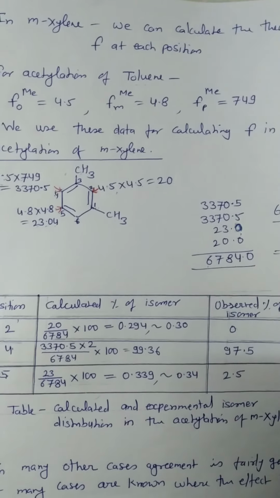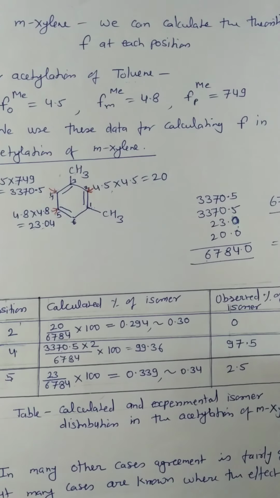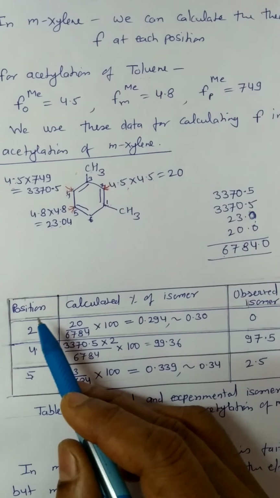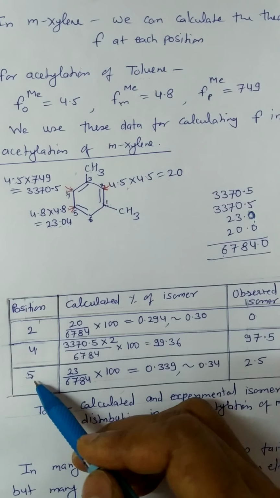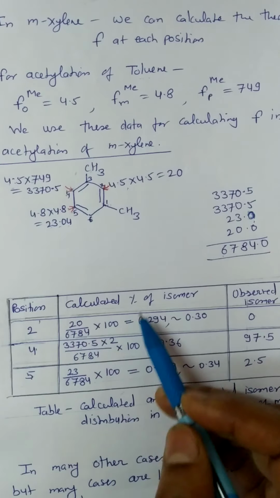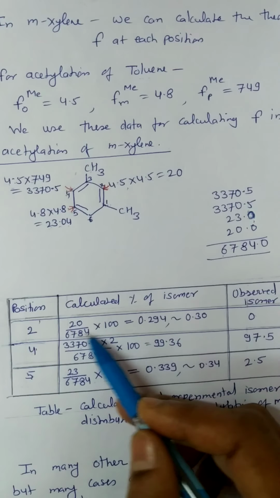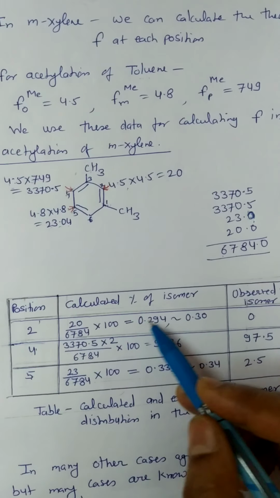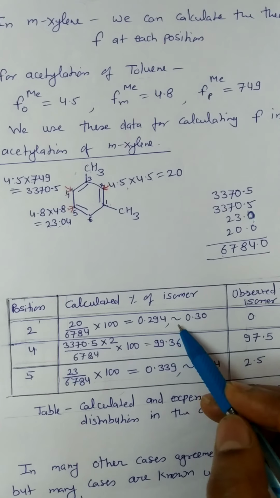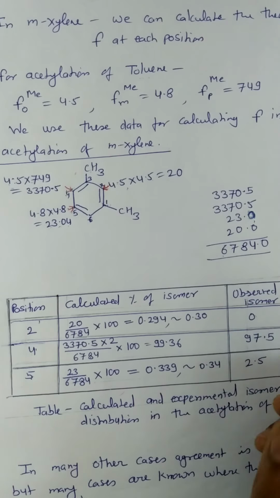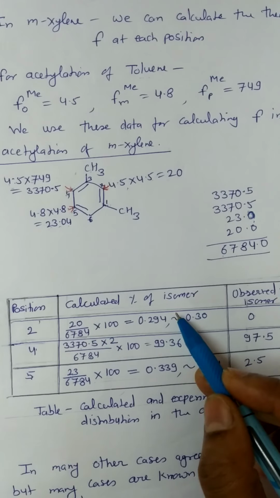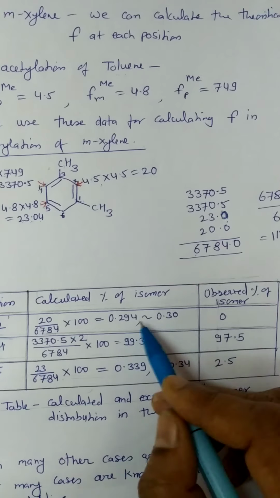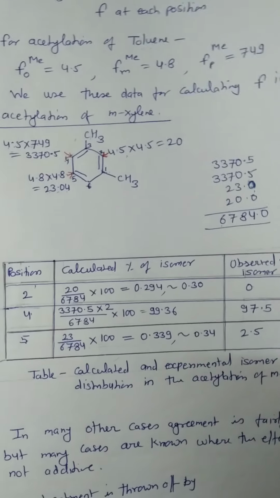Now from this data, we can calculate the percentage of isomer in metaxylene at position 2, at position 4, and at position 5. At position 2, we can calculate the percentage of isomer by this formula, 20 upon 6.7 at 4 into 100 equals 0.294, that is in round figure 0.30. It is the calculated value from the formula, and the observed value by experiment is 0. Therefore, it is near about.